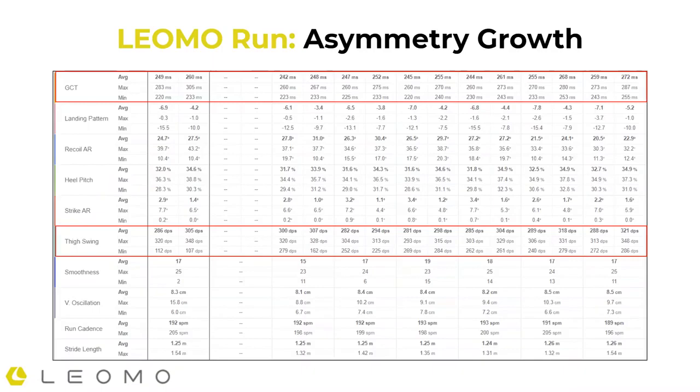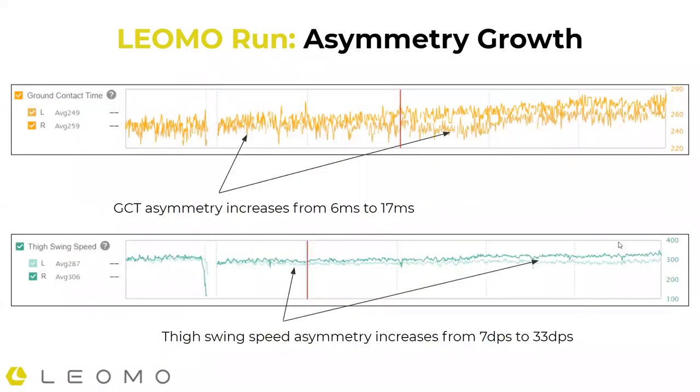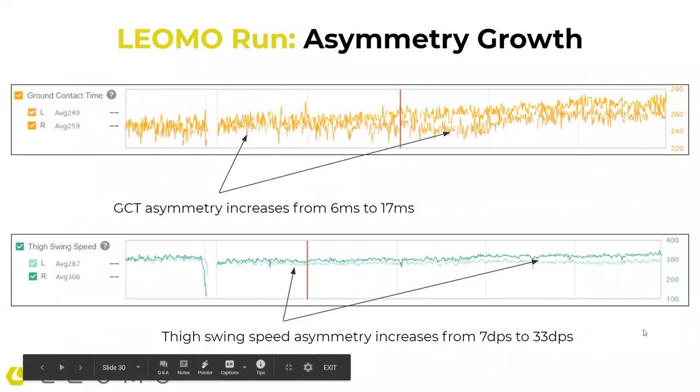Next one is the thigh swing speed down here. We can see this starts off pretty even, about 7 degrees per second difference. And as the activity progresses, we see that growing in magnitude quite a bit. Actually, the thigh swing speed down here increases from 7 degrees per second up to 33 degrees per second, which is quite an increase. That's almost about a 5 times change or so. So, this is a key area.